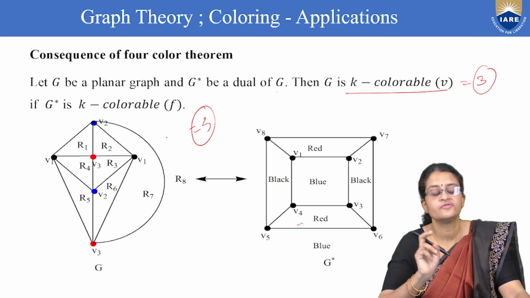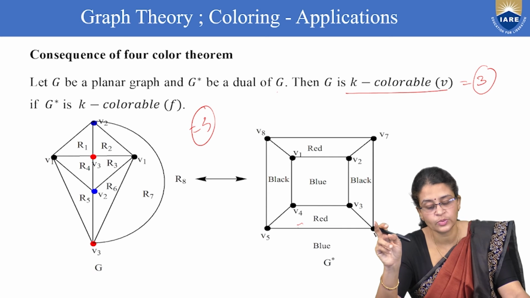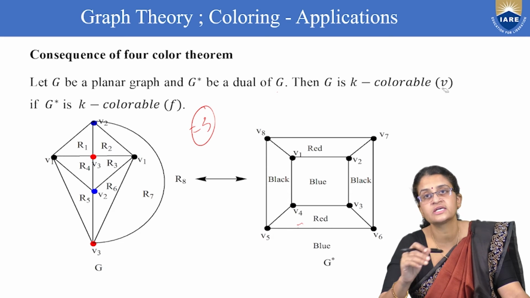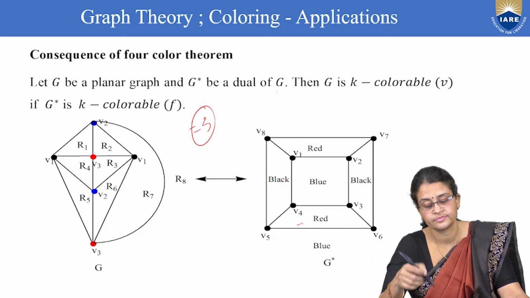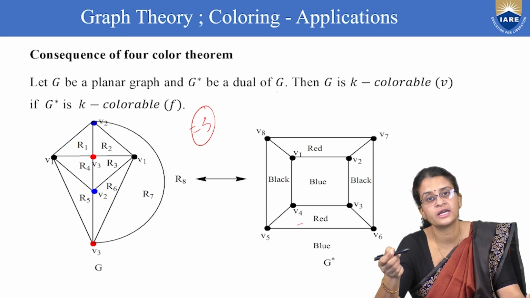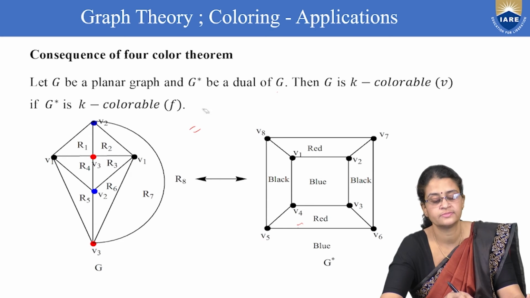Okay. If G is a planar graph and G star is its dual, then if the vertices of G are colored with k colors, the faces of G star can be colored with the same number of colors, k.